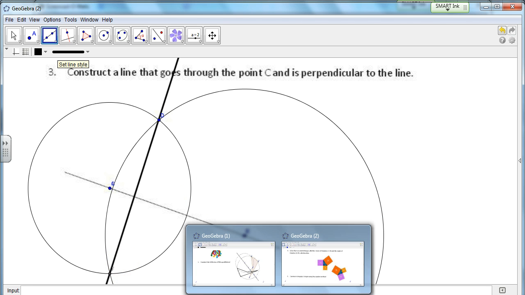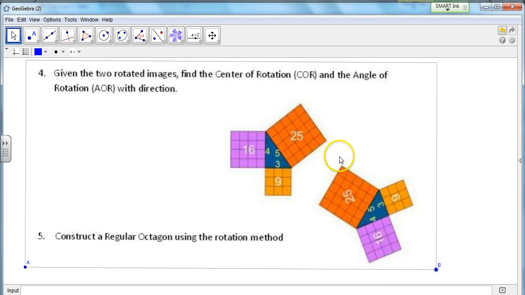So there's number 3. And number 4 says, given the two rotated images, let's find the center of rotation and let's find out the angle of rotation with direction. In this case, there is no direction because they're just pictures. So let's not worry so much about direction. That's just clockwise or counterclockwise. But let's just find the center of rotation and the angle of rotation.